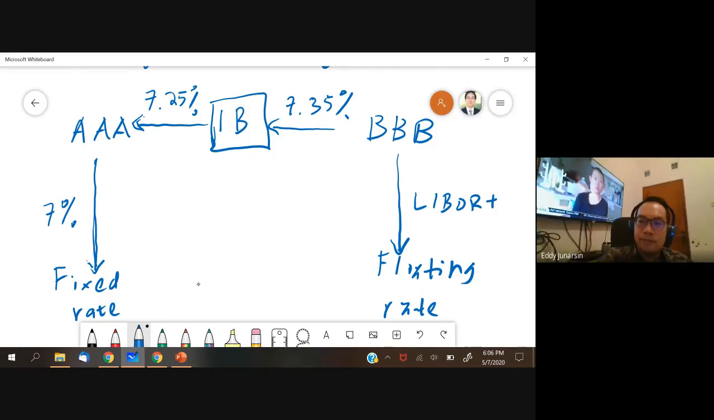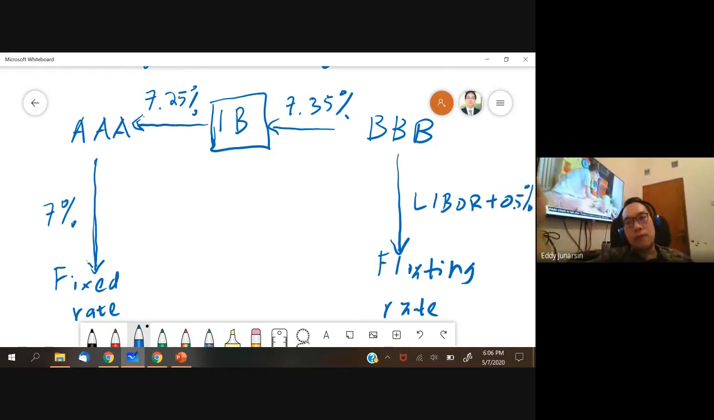LIBOR plus 0.5% per year, okay? And of course, this floating rate debt will be transferred to the AAA firm. So essentially, a triple B firm will tell the AAA firm, okay, now I've issued this bond, I give it to you, and you have to fulfill the obligation, especially the interest payment obligation.